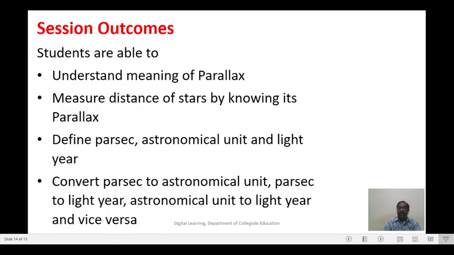Now session outcomes. After this session, students are able to understand the meaning of parallax. They are in a position to measure the distance of stars by knowing its parallax. They can define parsec, astronomical unit, and light year. They will convert parsec to astronomical unit to parsec, parsec to light year to parsec, astronomical unit to light year, and so on.